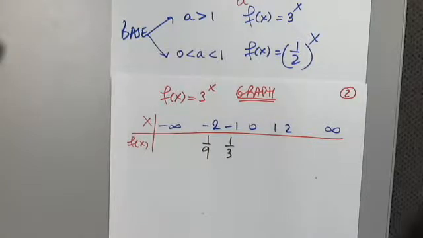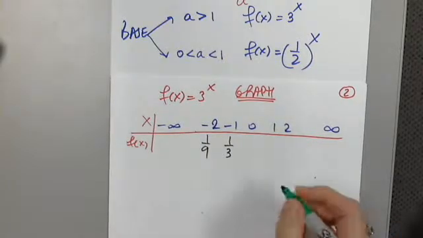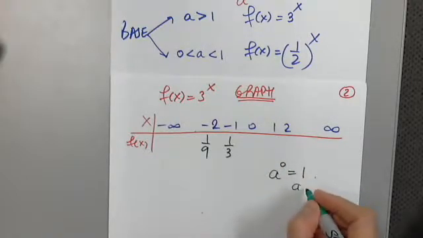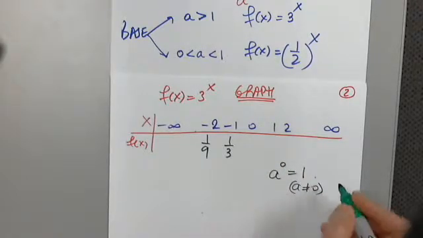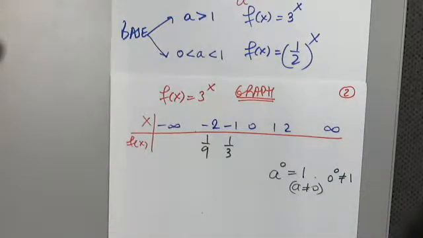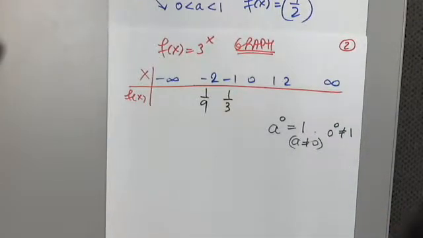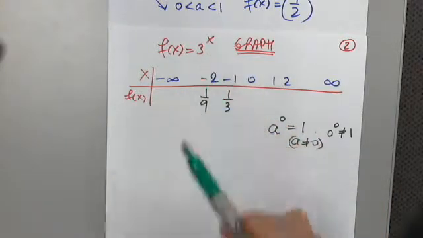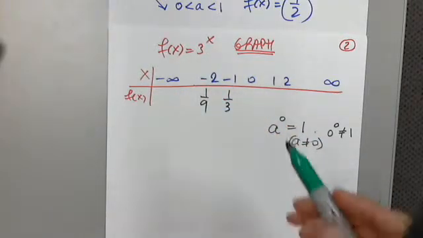Perfect. Plug in 0. A raised to 0 is 1, except when a is 0. 0 raised to 0 is not 1. So any number raised to power 0 is 1 unless the base is 0, which is not the case here. The base is not 0. So when I plug in 0, 3 raised to 0 is 1.